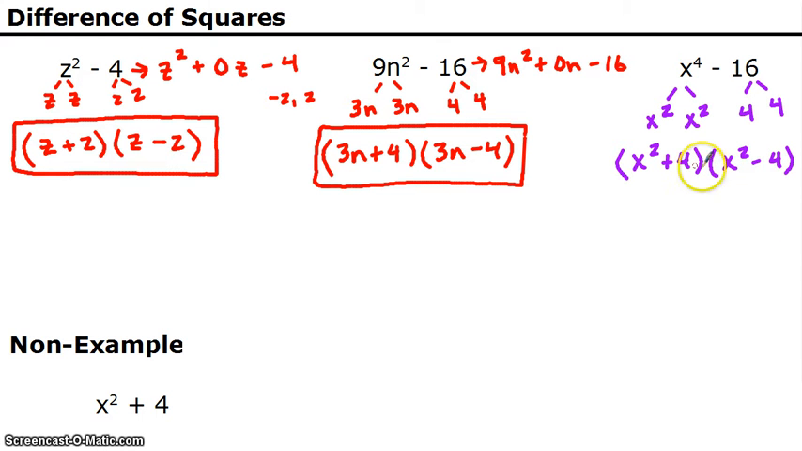All right, but what it's left us with is actually another difference of squares. And we've actually already done it. You see it over here, z squared minus 4. Now it's with an x instead of a z, but there it is again. X times x and 2 times 2. So that's going to be x plus 2 times x minus 2.